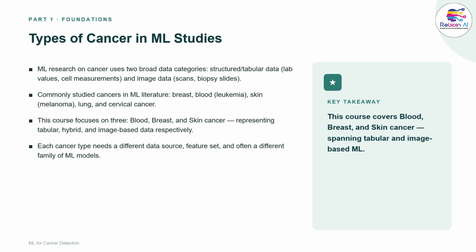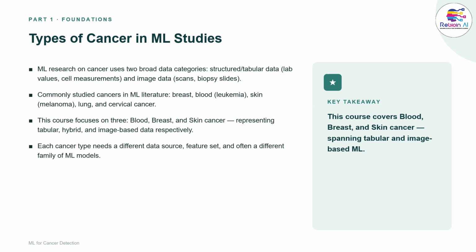In this course, we are covering three cancers picked deliberately because each represents a data type. Blood cancer typically uses tabular lab value data. Breast cancer is a nice hybrid: it has both a famous tabular dataset and image-based mammogram data. And skin cancer is almost entirely image based, since diagnosis relies on looking at the lesion. By the end of this session, you will have seen ML applied to both data types.